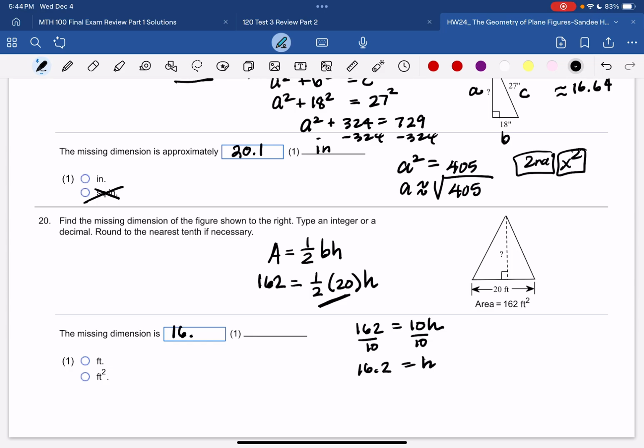So 16.2 feet, not square feet. We're not trying to cover it, okay? We know how much it would take to cover it. We're just trying to find the length of this single thing, the height of that triangle. So our final answer is 16.2 feet.